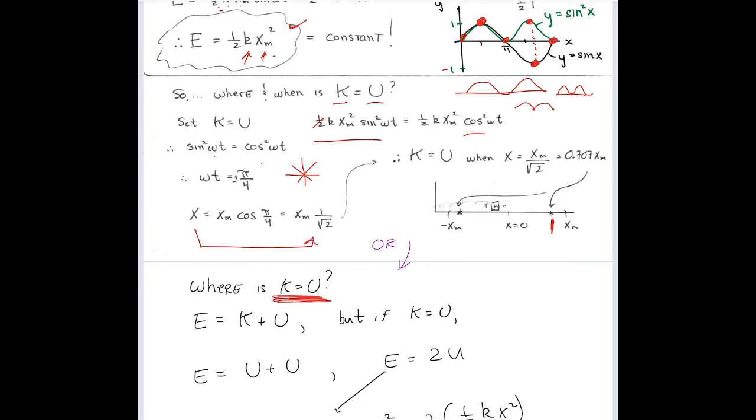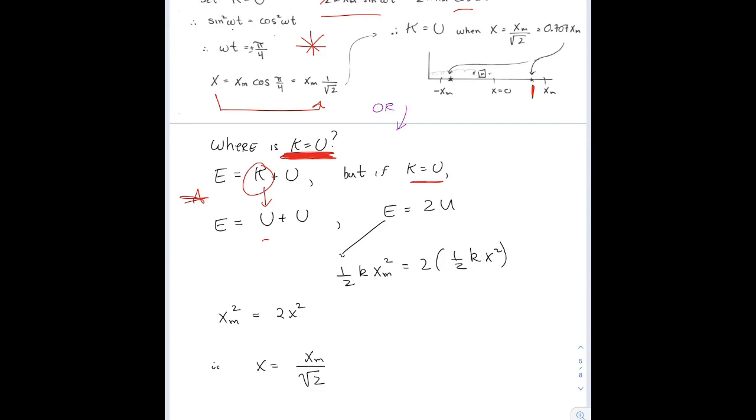Now, I think there's a homework problem where it asks you to do this as well, okay? Easier way to do this, because I want to look at the curves, okay? But the easiest way to do this, where's the kinetic equal to the potential? You write down the total energy, okay? You're trying to find where k is equal to u, all right? Well, if k is equal to u, then right here you're going to set k equal to u, okay? So instead of k, now I have u.